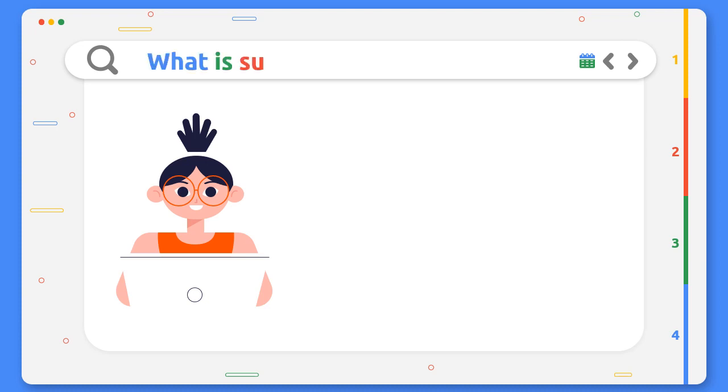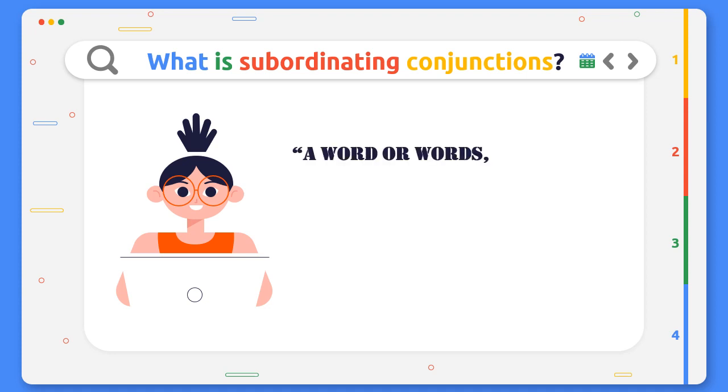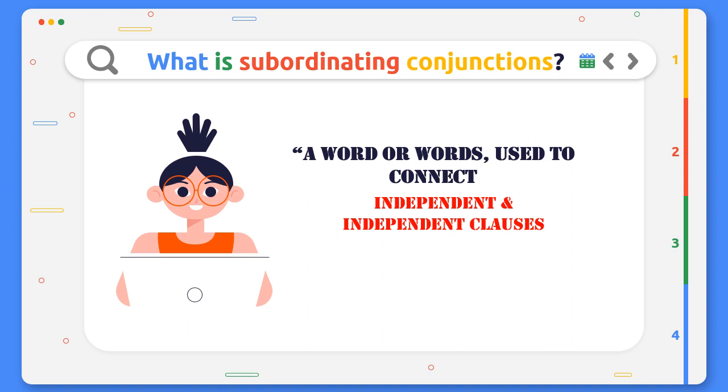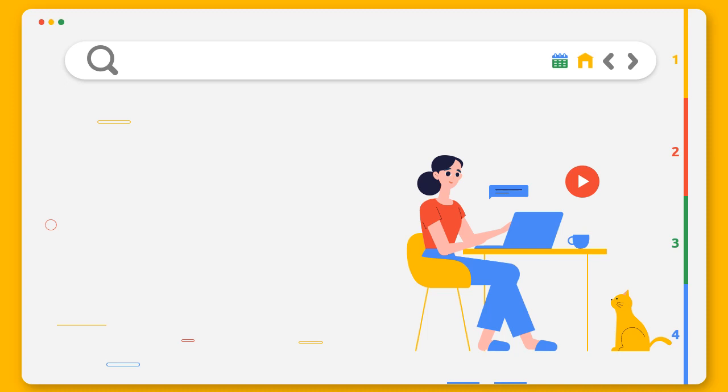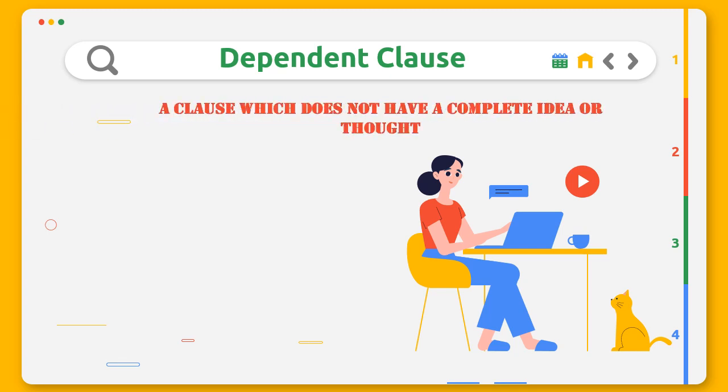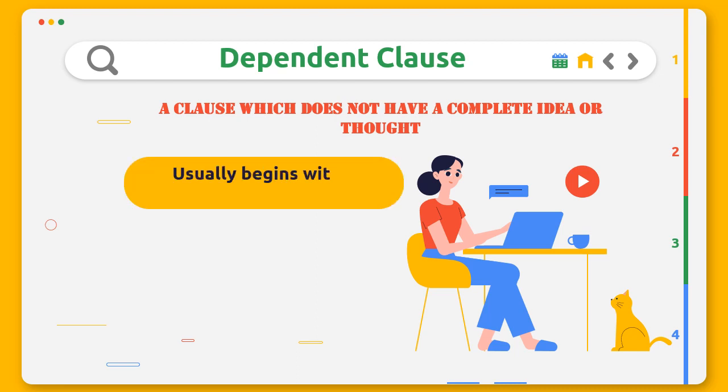Firstly, what are subordinating conjunctions? By definition, it is a word or words used to connect two or more clauses together. The clauses involved are further broken down into two types. The first type of clause is the dependent clause. A dependent clause is a clause which is incomplete and needs another part of words, phrases, or sentences in order to make sense. And usually, it begins with a subordinating conjunction.